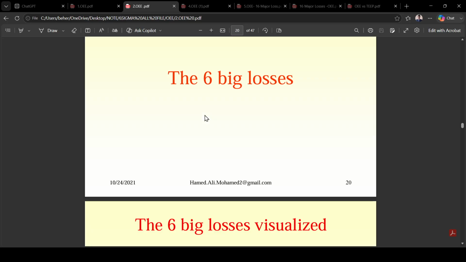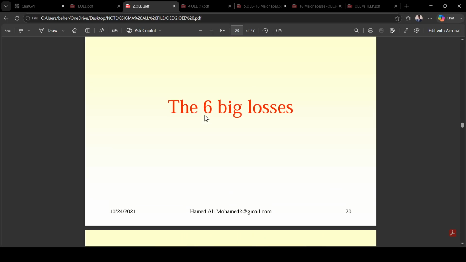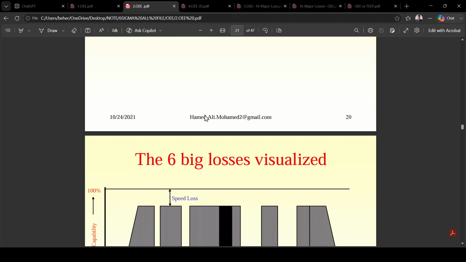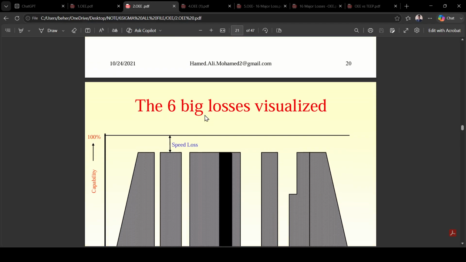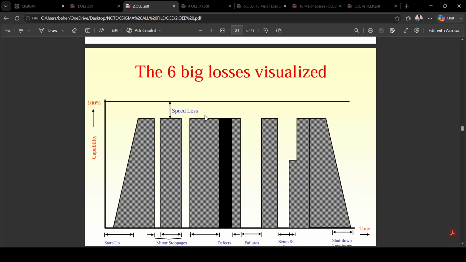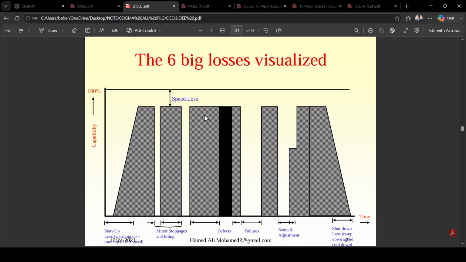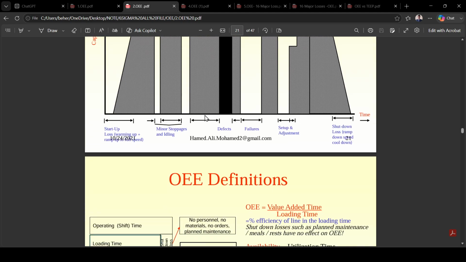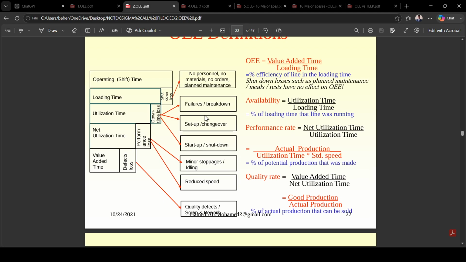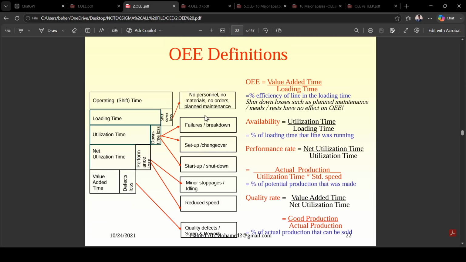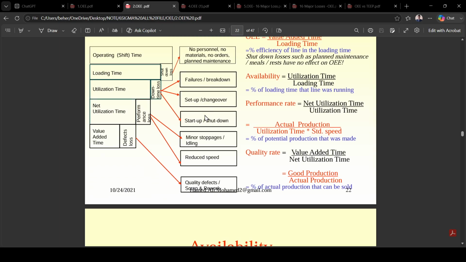Then the six big losses. Let's start. The six big losses visualized. See that image, and you can understand the six big losses in this manufacturing field. So the OE definition: see that it is explained there, how the losses, how the failures, how the availability, performance, quality, everything is mentioned.